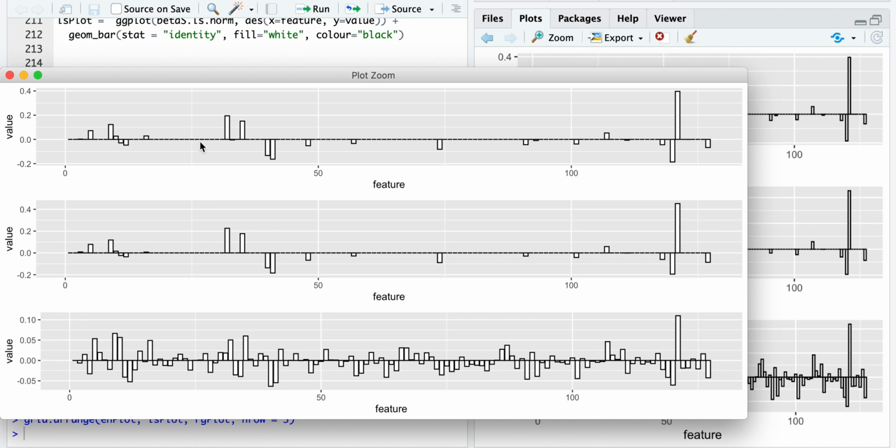So now we see that these ones, in comparison to these ones, are smaller. So the normalized effect of these coefficients is bigger. That's the whole message I wanted to get across.